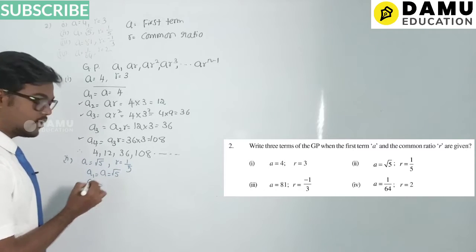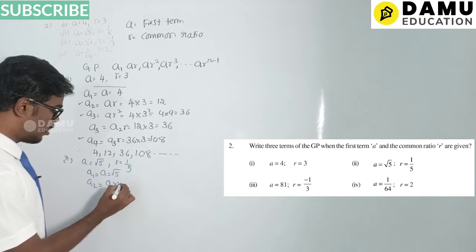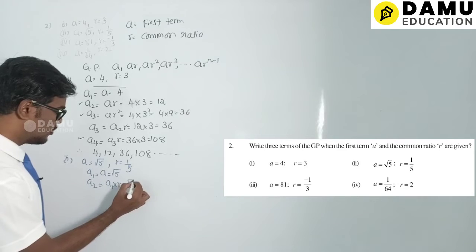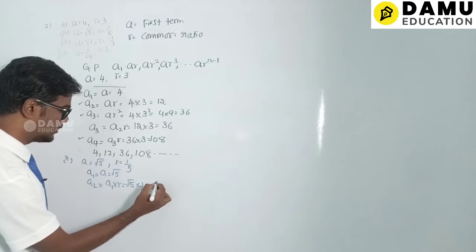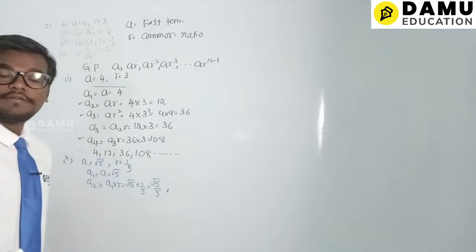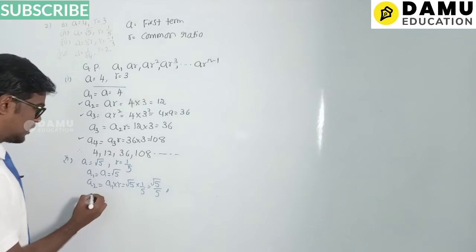Then what is the value of A2? A2 will be A1 into R, that is root 5 into 1 by 5, which is root 5 by 5. Can you do anything here? We cannot do anything, so let's keep it as it is.